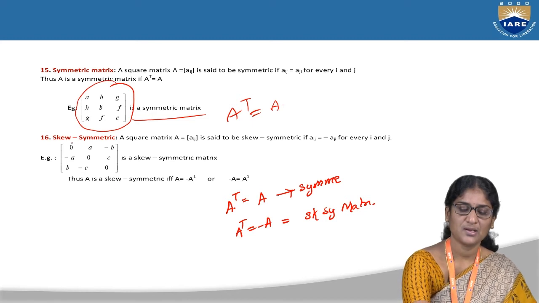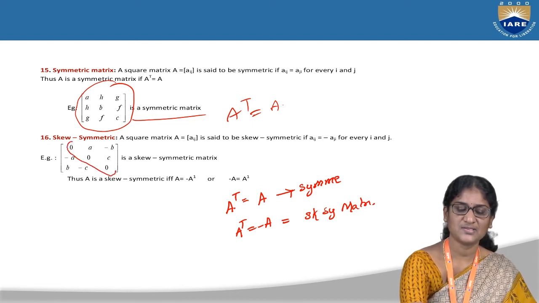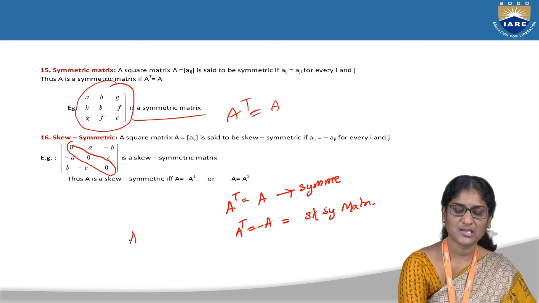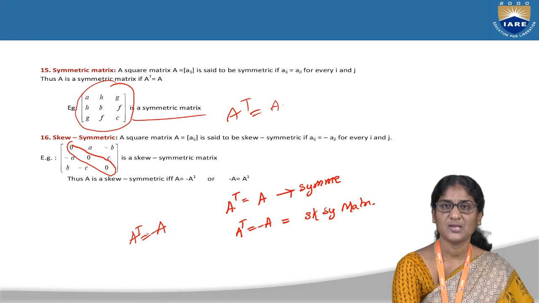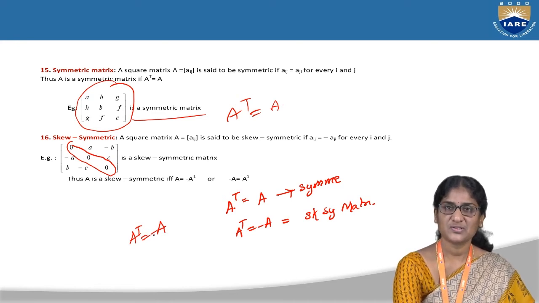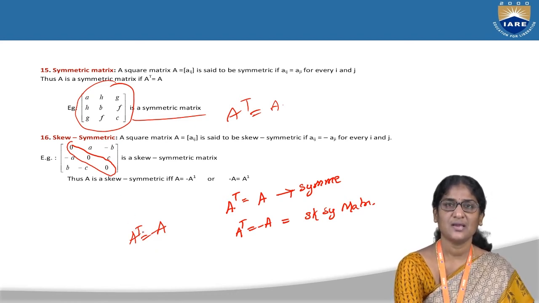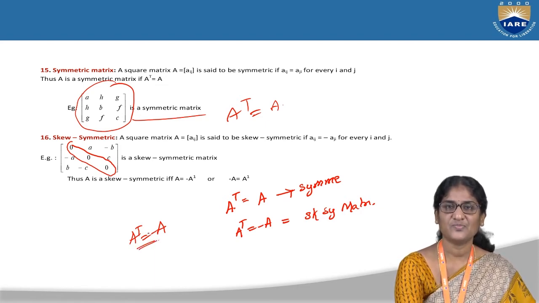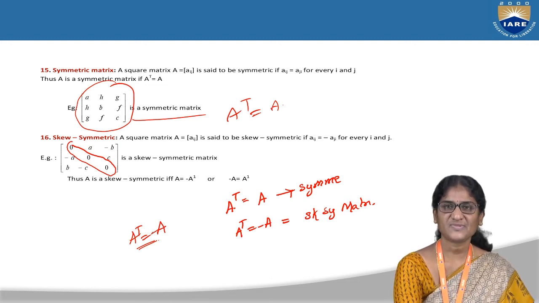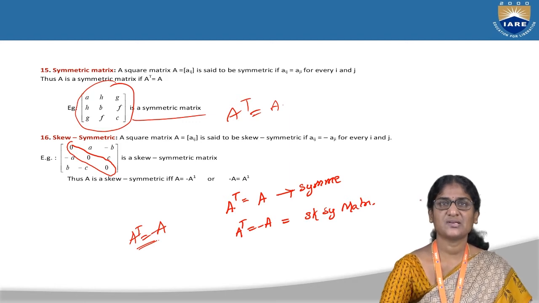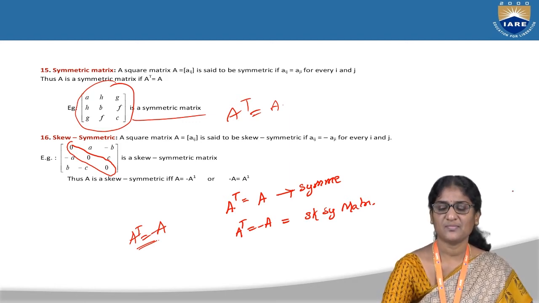You can observe that the diagonal elements here are always 0, because A transpose becomes minus A if and only if, for a real matrix, the diagonal elements are 0. Otherwise, if you take any non-zero element, this property may not be satisfied. So for skew-symmetric matrices, the diagonal elements are always zeros. These are the important properties of real matrices.